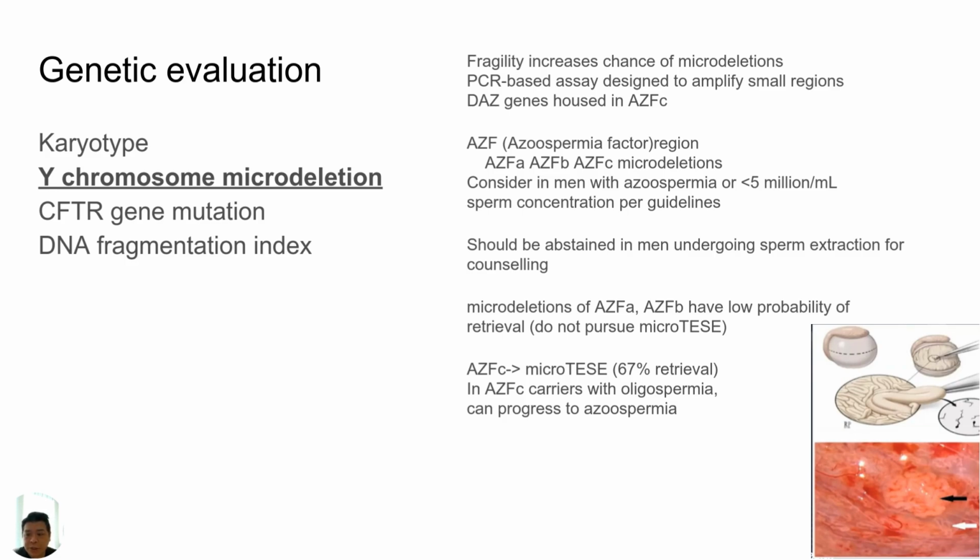The next genetic evaluation is the Y chromosome microdeletion. It is a PCR-based assay to identify the AZF azoospermia factor region, including the A, B, C microdeletions. It should be done in men with azoospermia or cryptozoospermia of less than 5 million sperm per ml. Microdeletions of AZFa and AZFb have low probability of retrieval, therefore micro-TESE is not suggested. For AZFc, micro-TESE can have a retrieval rate up to 67%. But in AZFc carriers, oligospermia can progress to azoospermia.